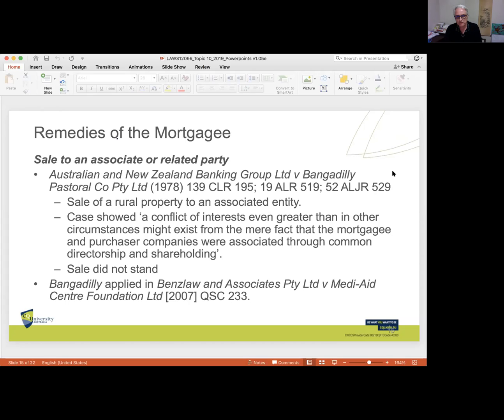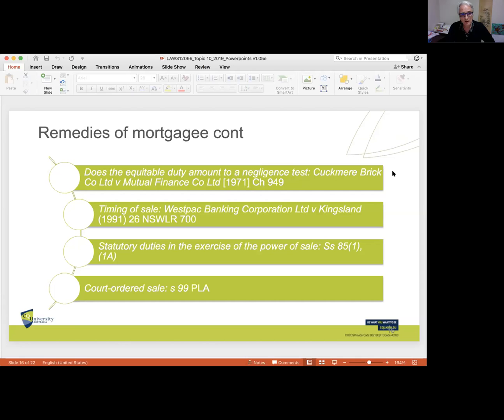As I mentioned before, this idea of sale to a related party, you can have a look at the discussion of the decision in Bagadilli, which is referred to there in relation to that. The other features in this process basically involve: does the equitable duty amount to a negligence test? That is, has the mortgagee been negligent in how it's conducted the sale? Is that what is required? The issue around the timing of the sale, how does that make a difference?